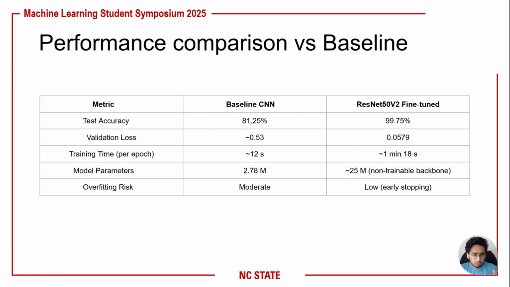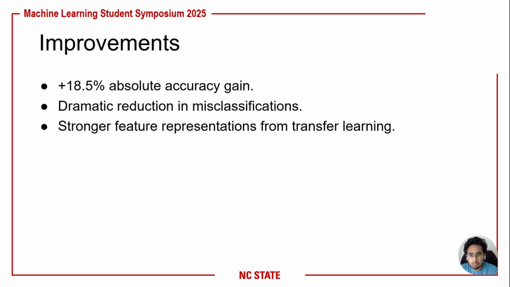So, comparing our latest model with the baseline model that was previously discussed, the test accuracy was 99.75%, validation loss was 0.0579, and the training time obviously took a lot longer, but we have a lower overfitting risk by using early stopping as discussed earlier. Some of the improvements again are an 18.5% increase in absolute accuracy gain, and a dramatic reduction in misclassifications. We can also see a higher level of feature representations from transfer learning.